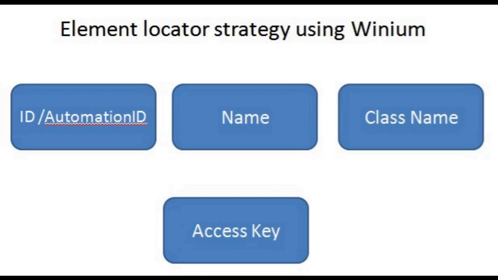Class name is a name given to UI attributes of an element. Well, it is possible that multiple elements can have the same UI attribute and the same class name. So if you are locating an element with the class name, then be careful. You can use indexing along with it if you want to use class name. I'll talk more about it later. The last option is the access key. Access key is just like a shortcut key of your keyboard. It is similar to using your keyboard keys.